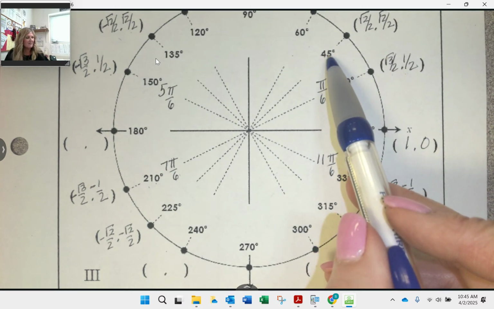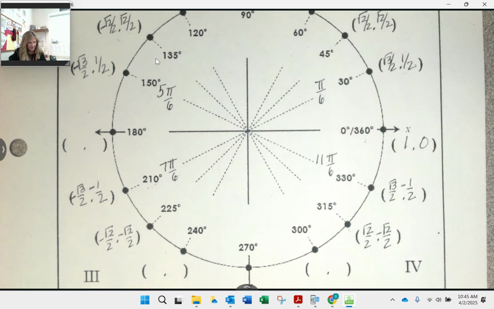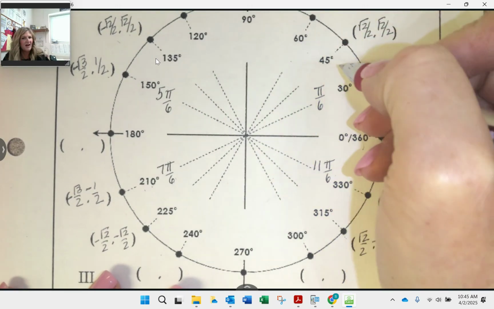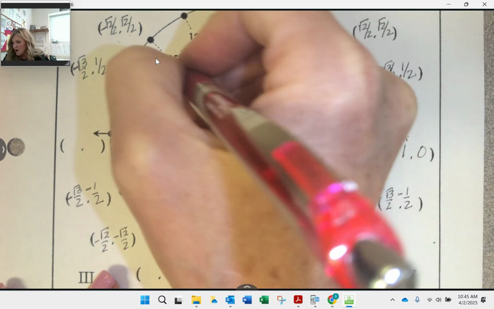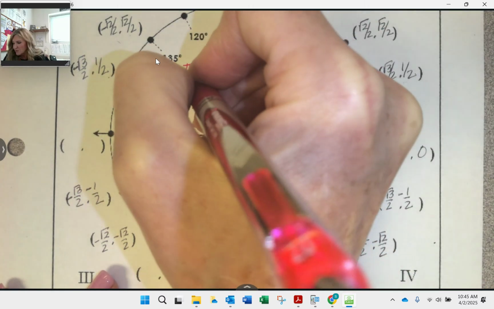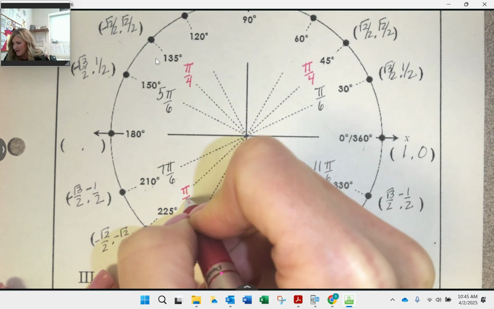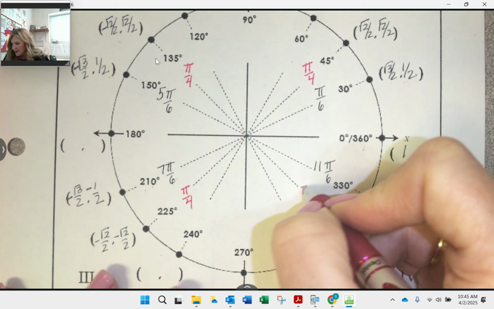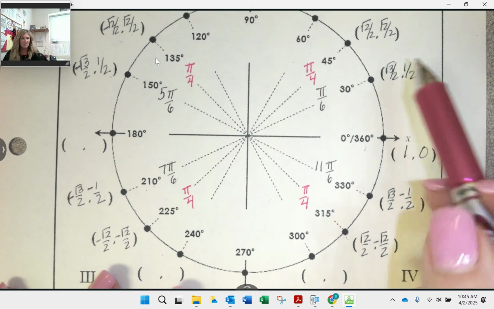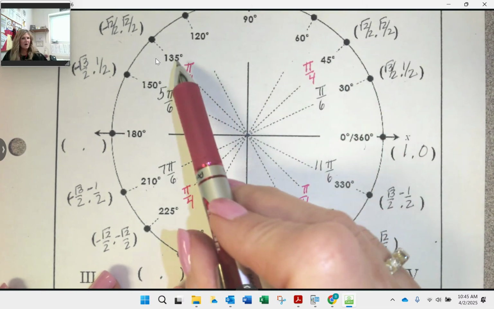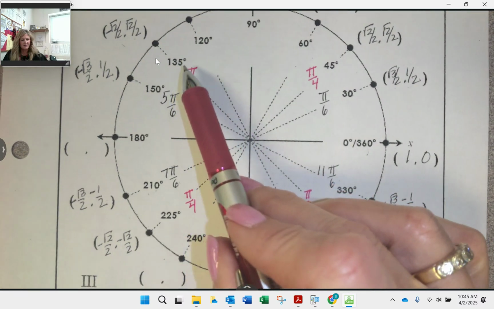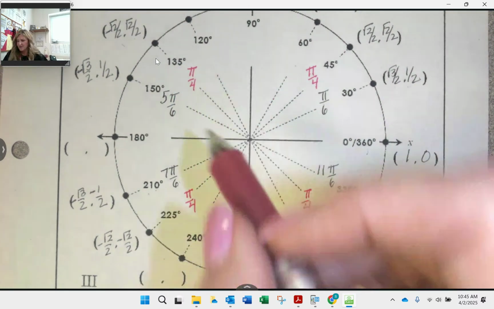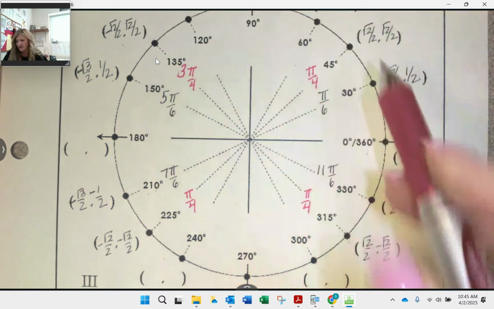Go to 45. We'll use a different color for 45. Anybody remember what 45 is? Pi over 4. Good work. So all these 45-degree references, we'll go back in a minute and see what they are, but they all have to be something with a pi over 4 in them, because that's our reference angle. Okay, 135. How many 45s are in 135? 3 of them, right? There we go.